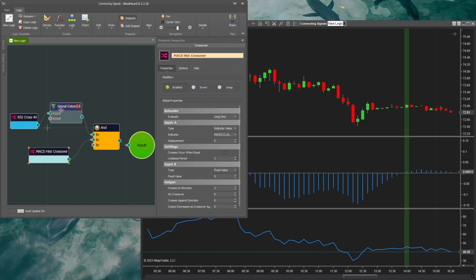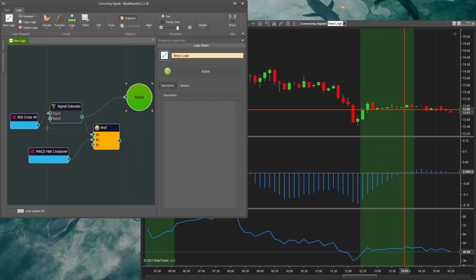And you could always use a combination of signal extenders or whatever if you want to make it more flexible. But this should give you an idea of that concept of looking back in time and basically extending that signal forward so those future bars have access to that.